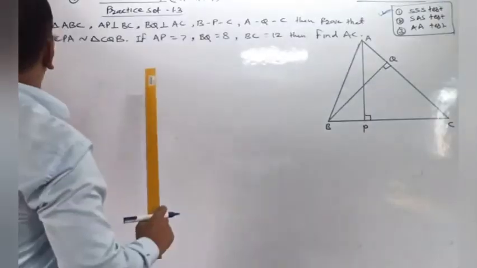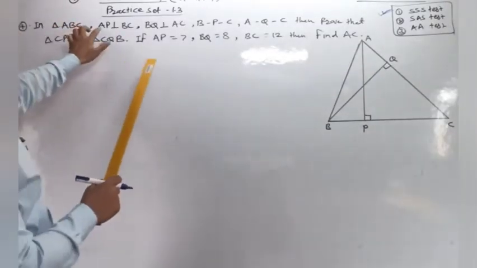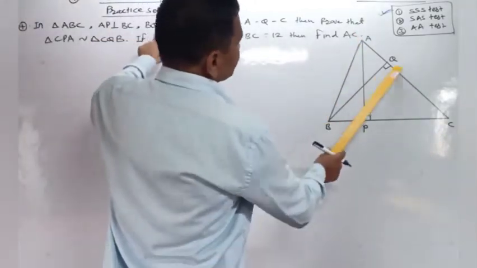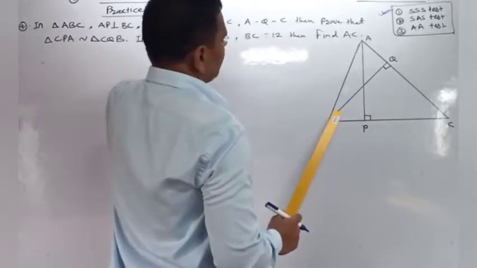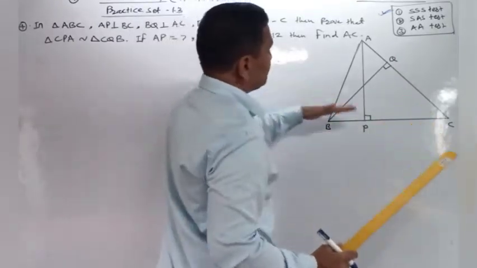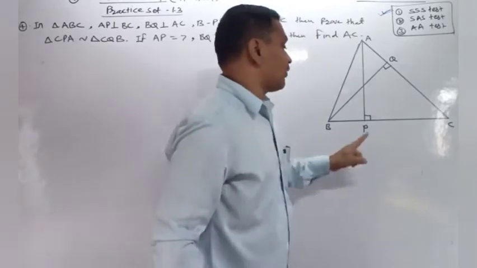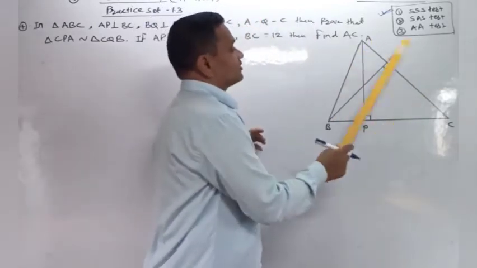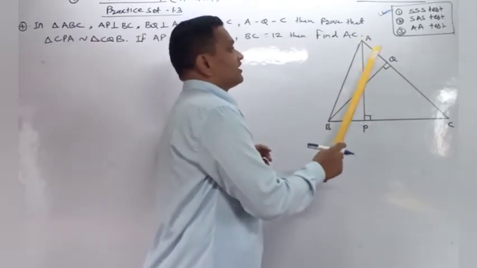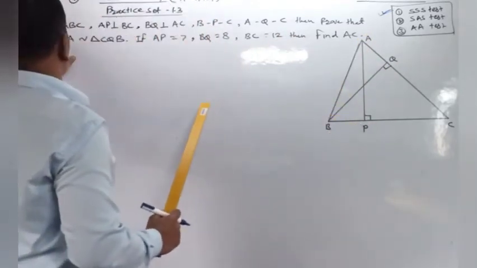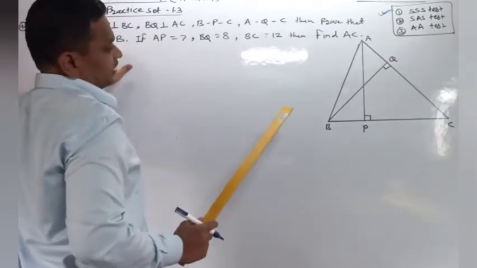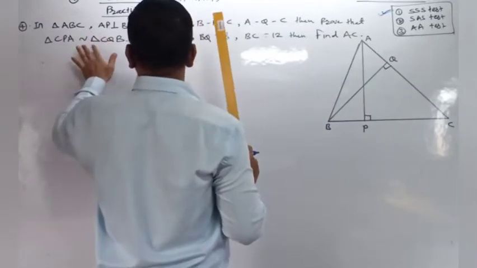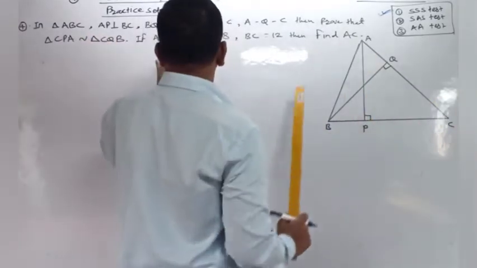Now what is here in the fourth example? In triangle ABC, AP is perpendicular to BC, BQ is perpendicular to AC, B, P, C are three collinear points and point P is between B and C, and A, Q, C are three collinear points and point Q is between A and C. Then prove that triangle CPA is similar to triangle CQB.